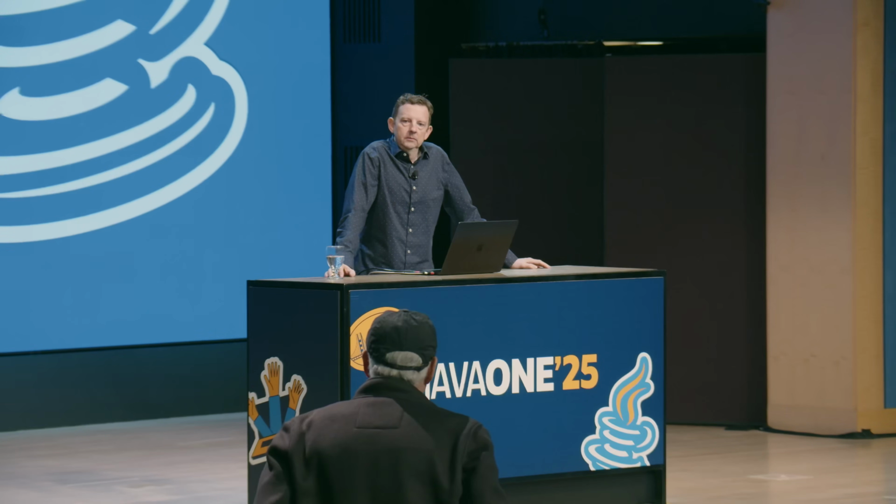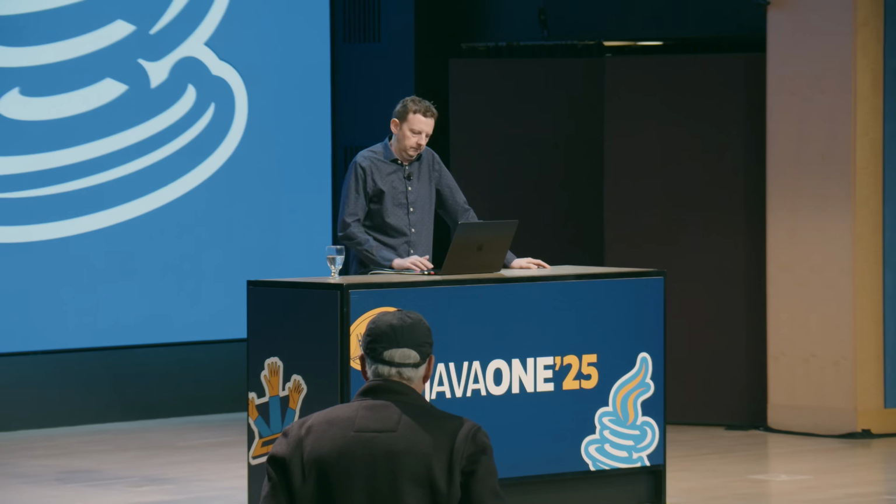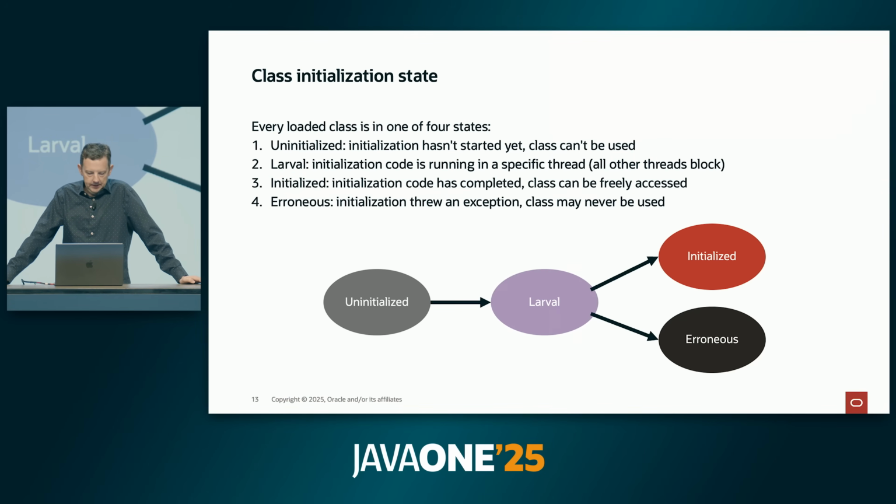Just a quick question. The larval state that you were describing, is that in the JVM now, or do you actually track a larval state as such in the JVM, or is that something that's coming in the upcoming JEP? So there is this larval state for classes. That one is explicitly in the JVM.